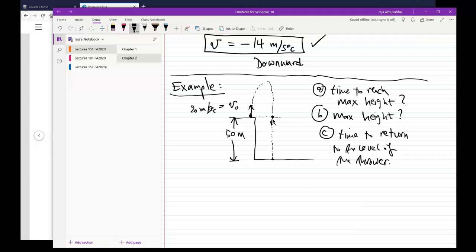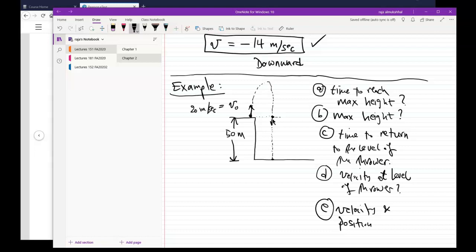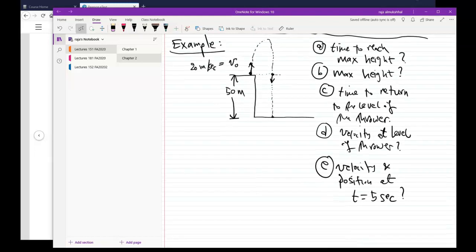And then part D, what's the velocity at this stage, the velocity of the object there? At level of the thrower, that is. And then part E, the last one, is what is the velocity and position at t equals 5 seconds? Okay? Pay attention. This is a very, very good problem.